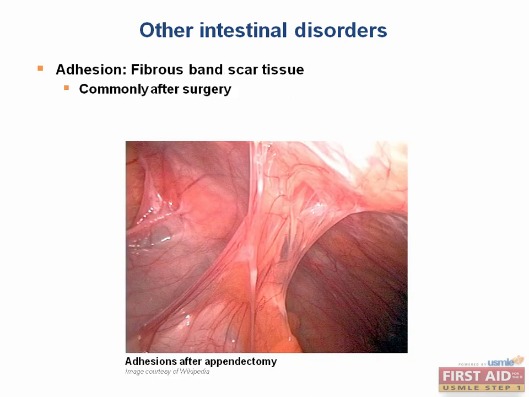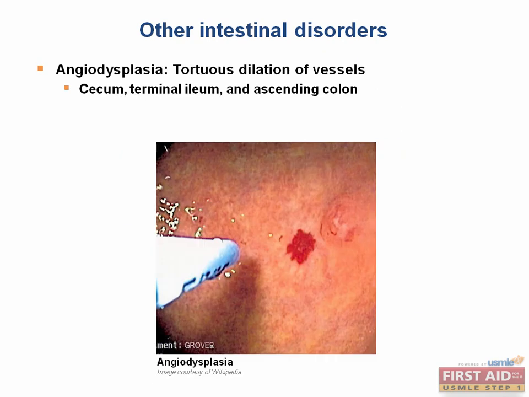Next are adhesions, which are a common result of surgery. They are a fibrous band of scar tissue and are the most common cause of small bowel obstruction. There may be well-demarcated necrotic zones. Next is angiodysplasia. This is where tortuous dilation of blood vessels leads to bleeding. It is common in the cecum, terminal ileum, and ascending colon, and it's found in older patients. You can see one here.